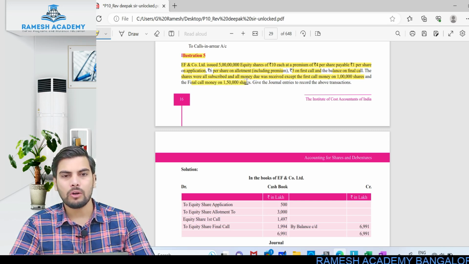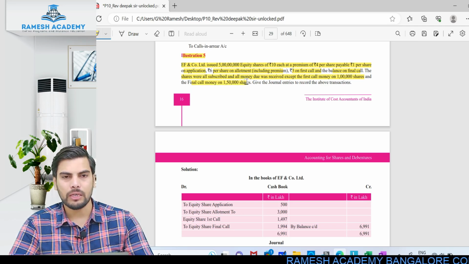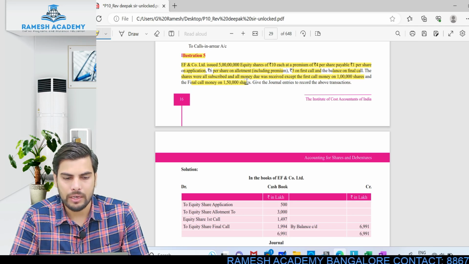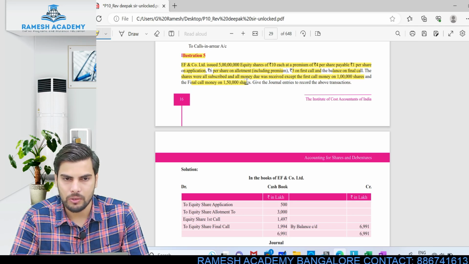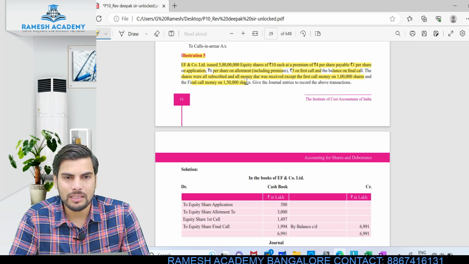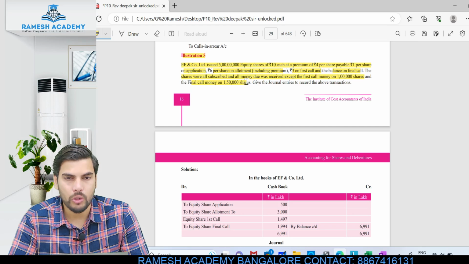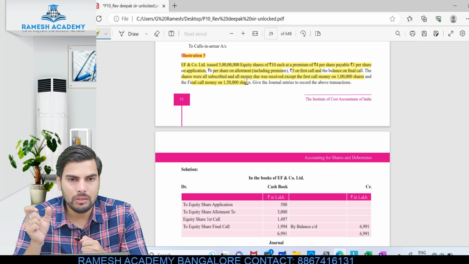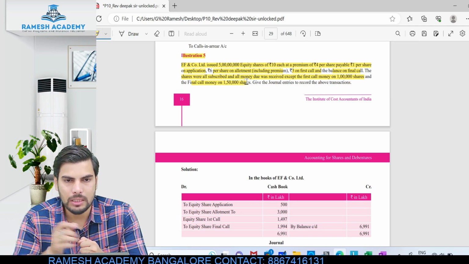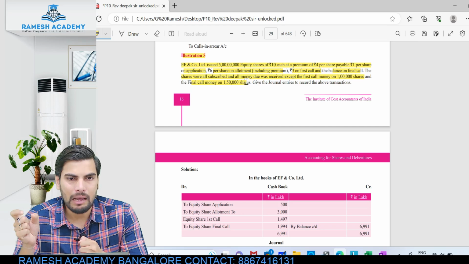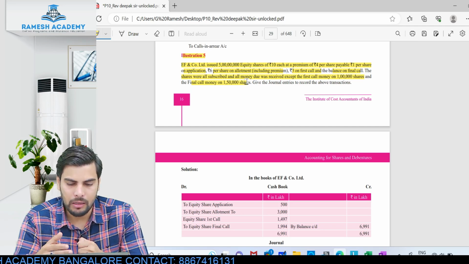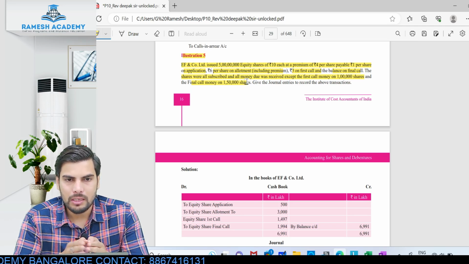So they have told that all the money was actually received, except first call to the extent of 1 lakh shares and second and final call money to the extent of 1,50,000 shares. So this is clearly a sign of calls in arrears. Everybody made the payment except to the extent of 1 lakh shareholders. They did not pay this first call money, and these 1,50,000 shareholders did not pay this second and final call money. So this is clearly a sign of calls in arrears.